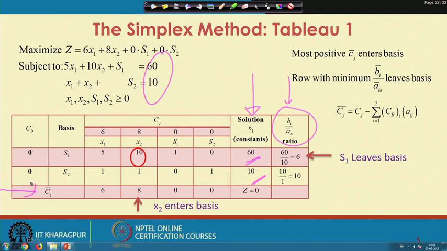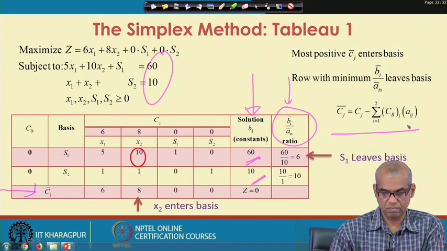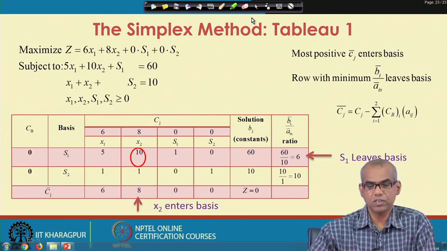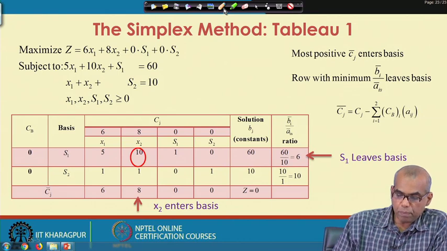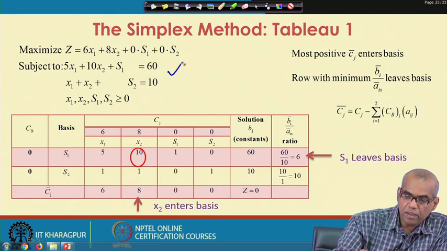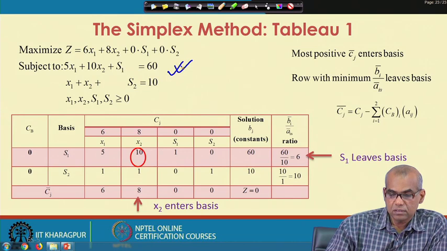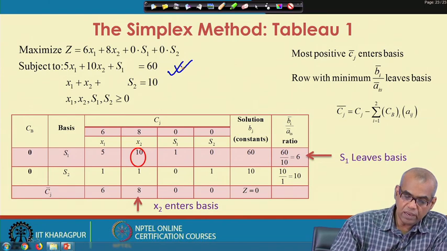Here in this row you write Cj bar, which is the reduced or relative profit coefficients. So, now let us try to understand how the computations will be performed. So, we learn from here that we can start with the initial basic feasible solution S1 and S2.